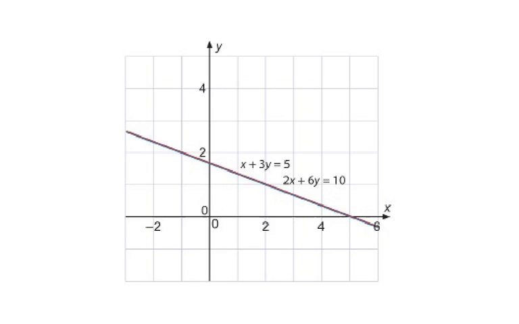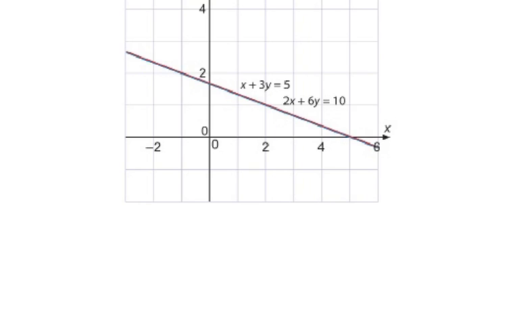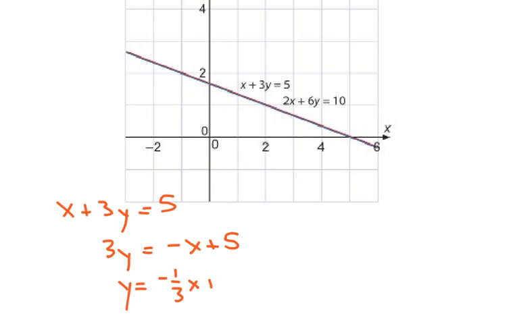I claim to you that you can determine, without graphing, if two lines are going to be parallel, perpendicular, or coinciding. In order to do that, you need to put the equations in slope-intercept form. So, x plus 3y equals 5, I would subtract the x, and notice how I wrote the equation. I didn't write it as 5 minus x, I wrote it as negative x plus 5, and then I would divide everything by 3. I would get negative 1/3 x plus 5/3.